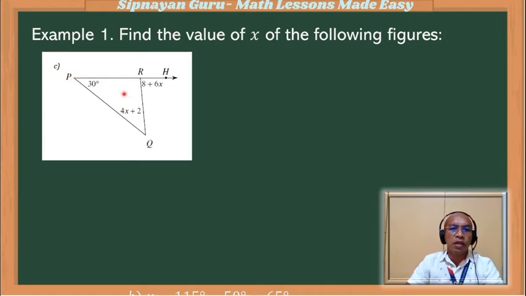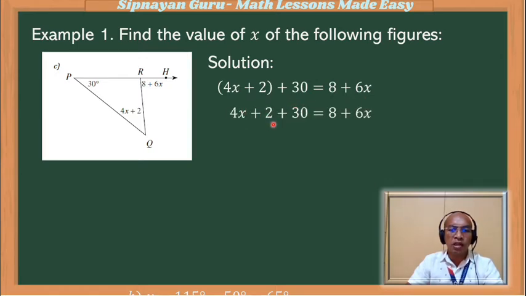For letter C, the measure of this angle, which is the exterior angle, is equal to the sum of the measures of these two remote interior angles. So in this case, we have the equation 4x plus 2 plus 30 equals 8 plus 6x. Simplify. By the addition property of equality, we can move 4x to the right side and the sign will change. So this is 6x minus 4x. So 2 plus 30 is 32.